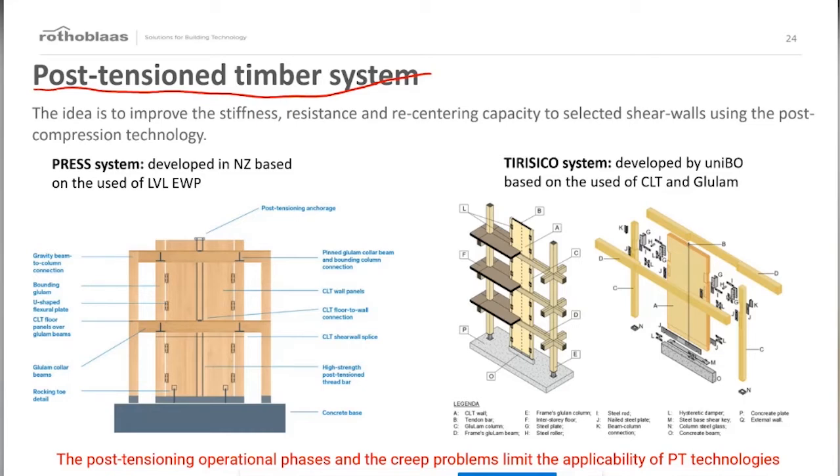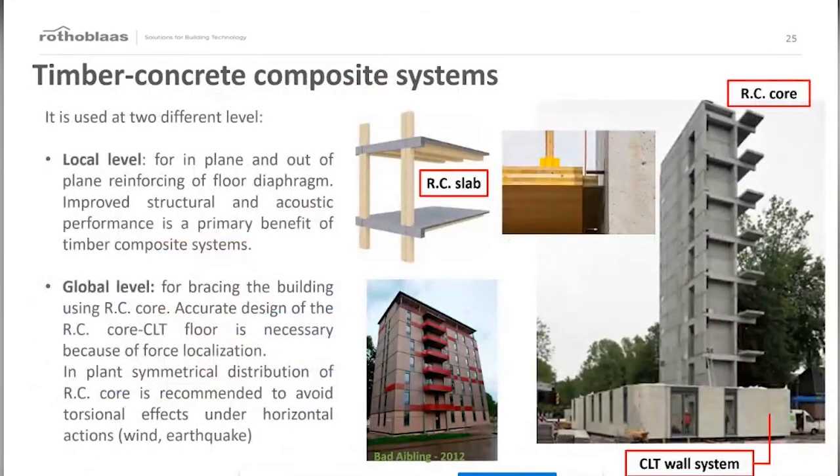So the idea is to improve the stiffness and the strength of the wall by the post-compression technology. So, of course, the creep behavior of wood limits the applicability of this technology. The second type of hybrid system is the one that uses concrete, that can improve the local response of the floor by adding a concrete slab, but can also be used as a bracing system using a concrete core. So in this case, the connection of the CLT floor to the core is a key node.